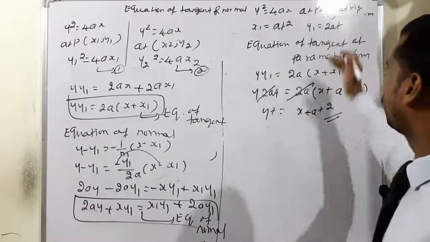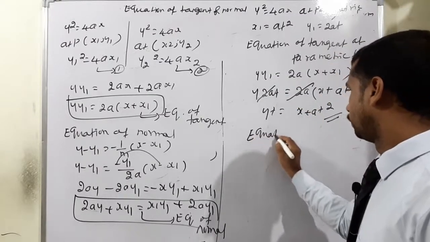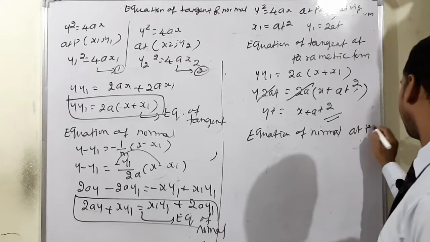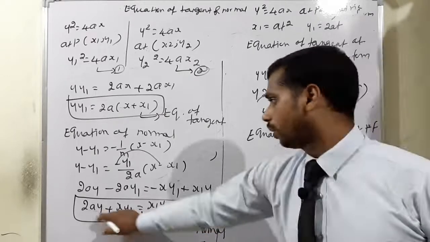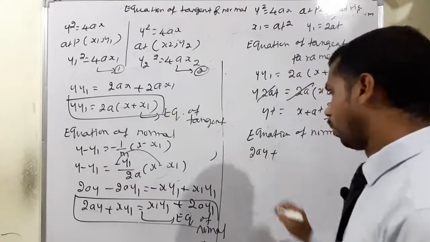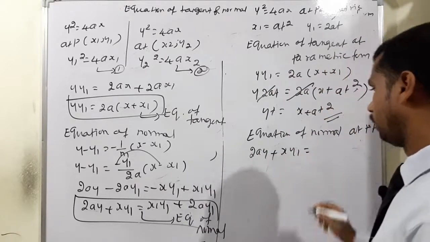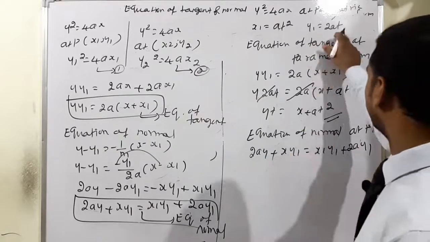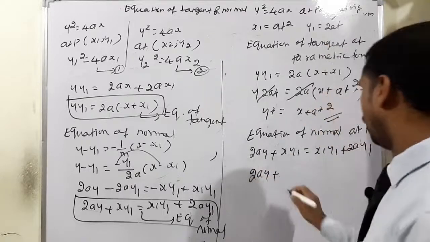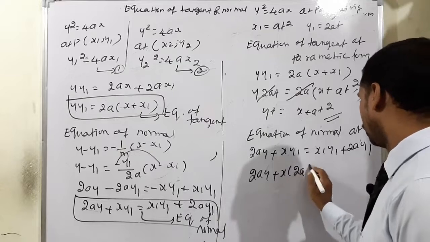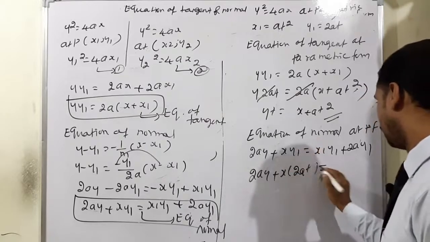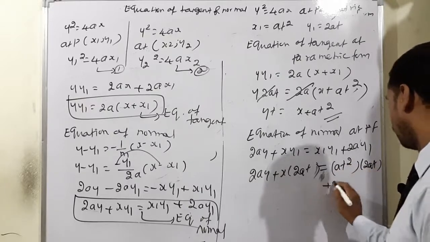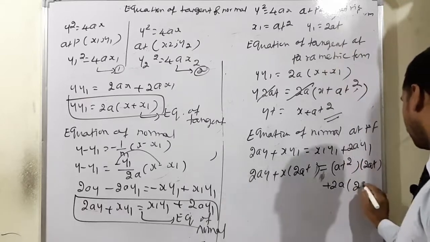I am moving to the equation of normal in parametric form. Look at this, the main point we already know: 2ay plus x y1 is equal to x1 y1 plus 2a y1. Instead of y1 we can take 2at. So 2ay plus x into y1, meaning 2at, is equal to x1 into y1, meaning at square into 2at, plus 2a into y1, meaning 2at.